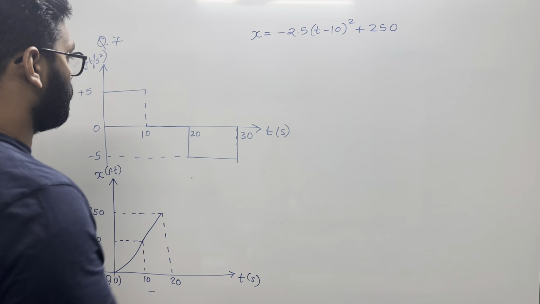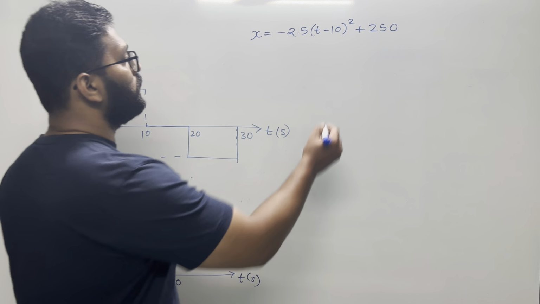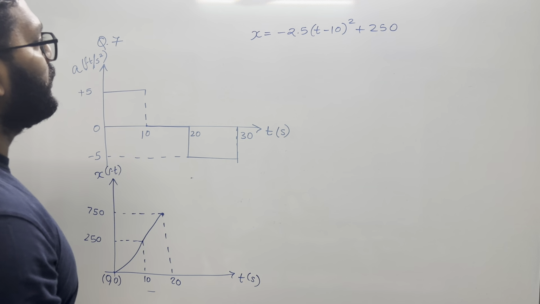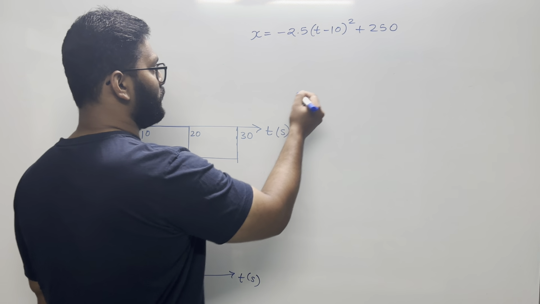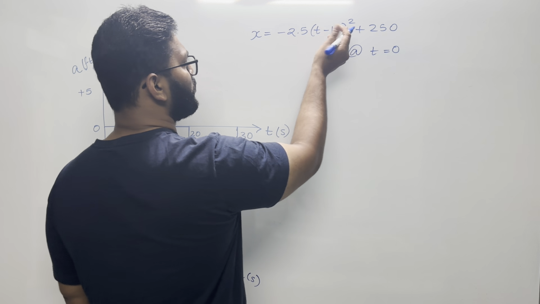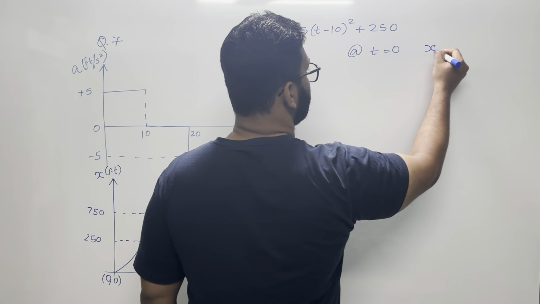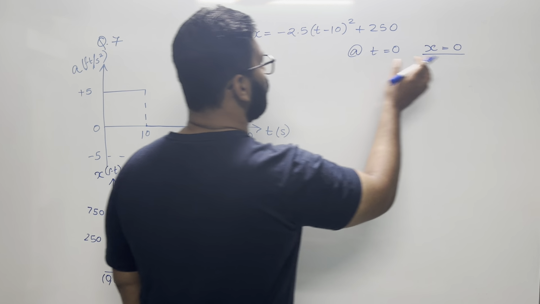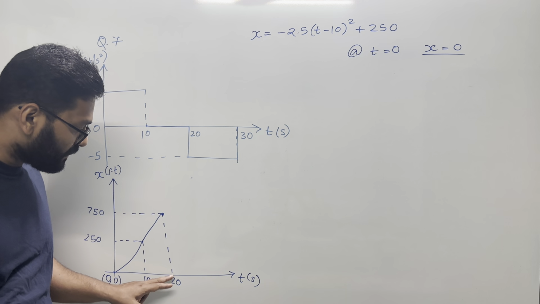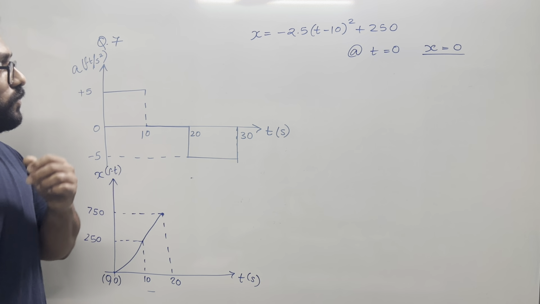So we will take this as our origin. If you take t as 0, it will be 0 minus 10 whole square, this is 100, 100 into 2.5 is 250, so minus 250 plus 250, that means x is 0. Now you will say, oh, for t equal to 0, that means t equal to 20 seconds here. I am taking this as my origin point over here. That's why it is appearing like that. So that is 0.